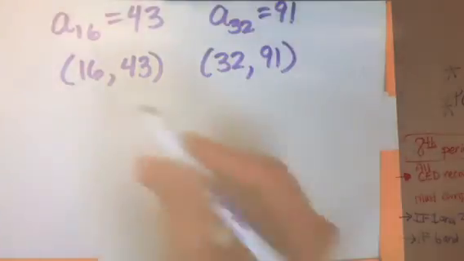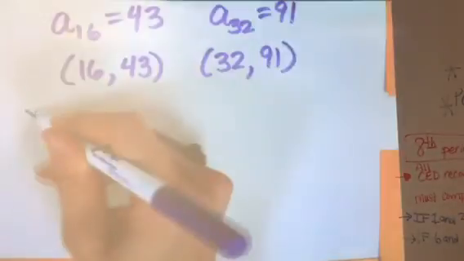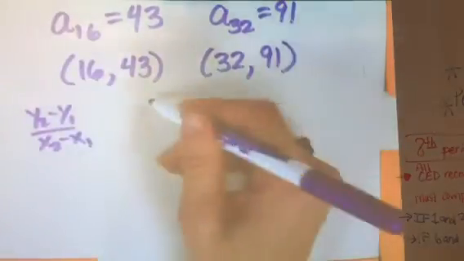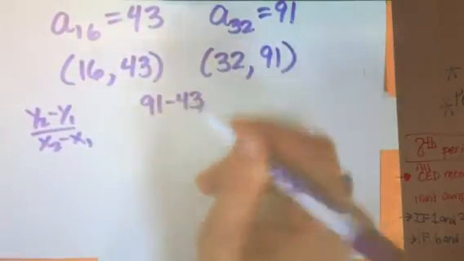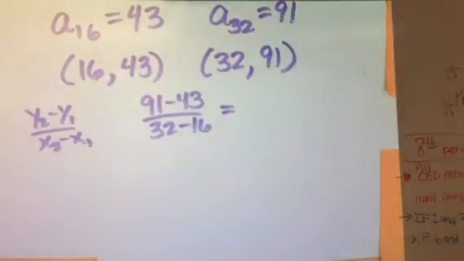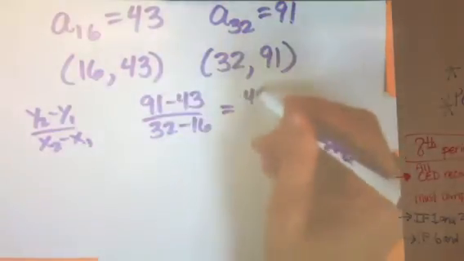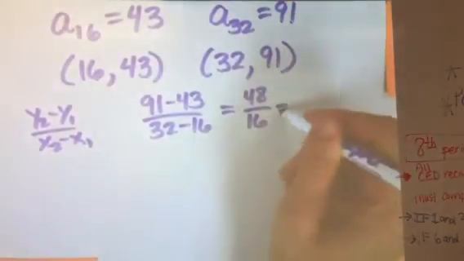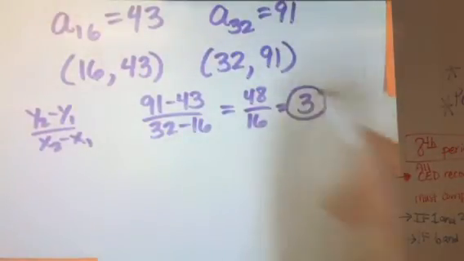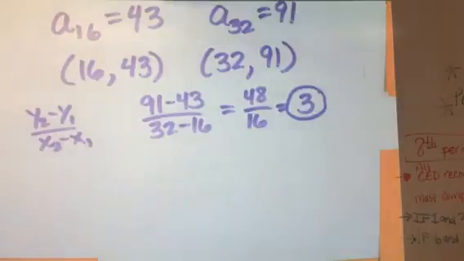First, find the slope. The slope formula is y sub 2 minus y sub 1 over x sub 2 minus x sub 1, 91 minus 43 over 32 minus 16. 91 minus 43 is 48. 48 divided by 16 is 3. So the common difference, or the slope, is 3.